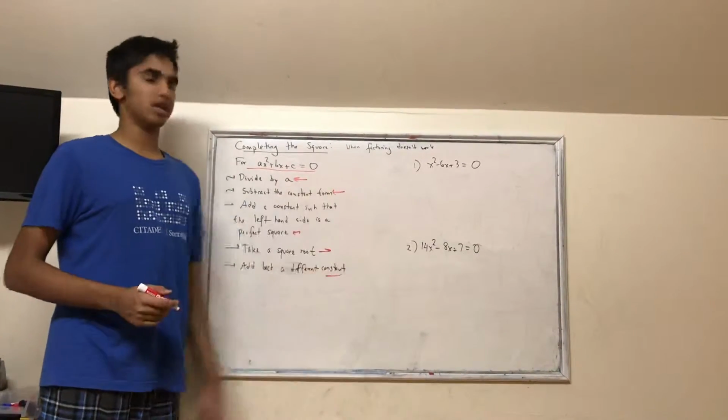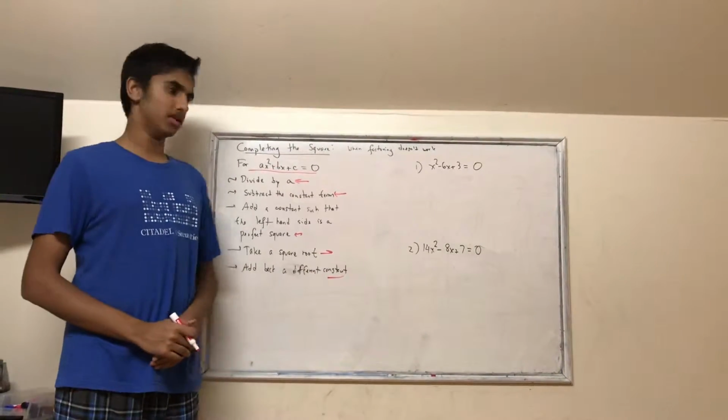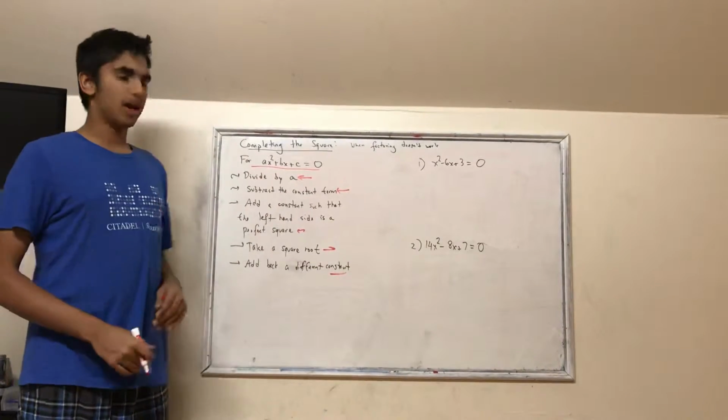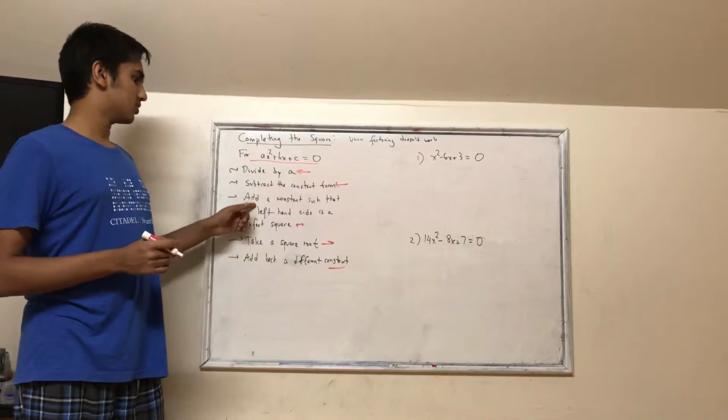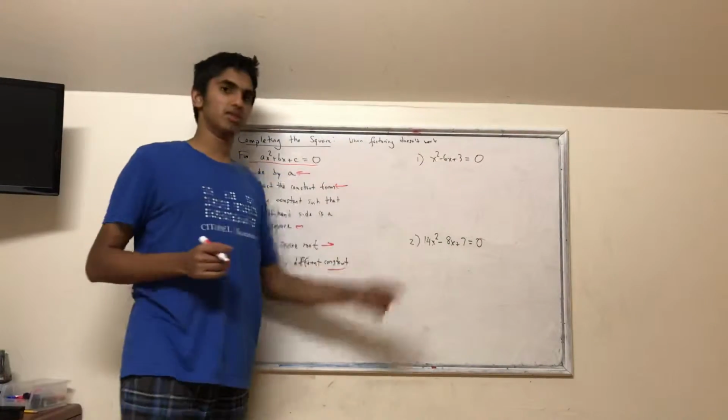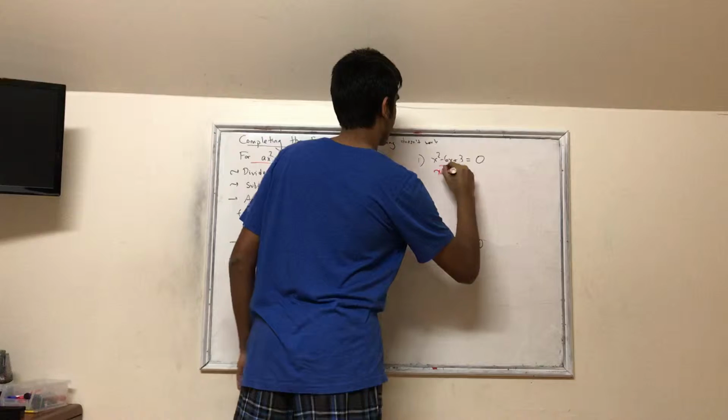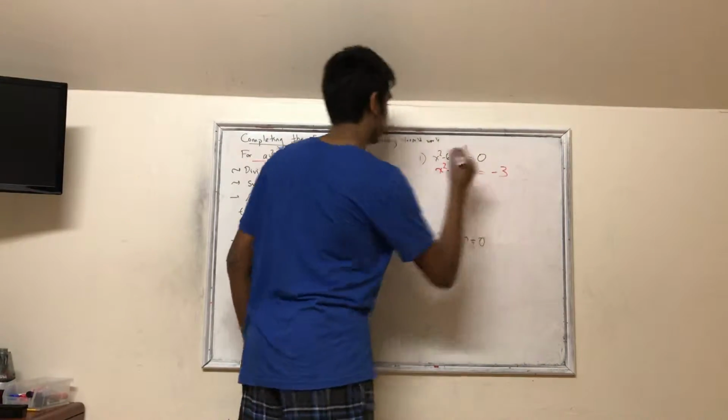So let's start with our first example, x squared minus 6x plus 3 equals 0. Our first thing is to divide by a, but a is 1, so we don't have to divide it by anything. The next one is subtract the constant term, which is 3. So we subtract 3 from both sides. We get x squared minus 6x equals negative 3.